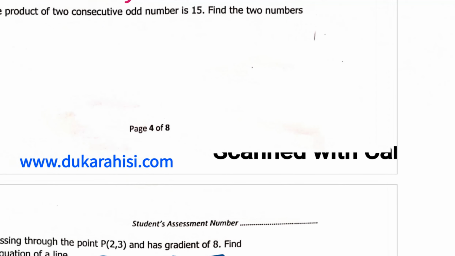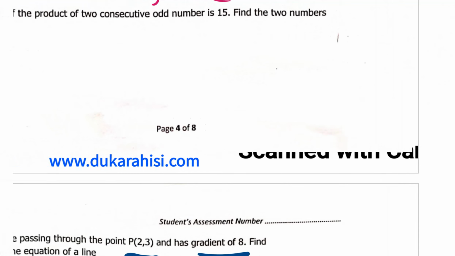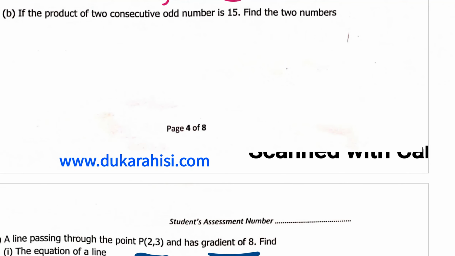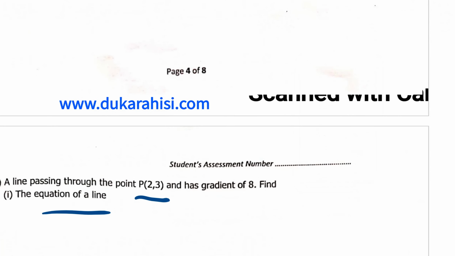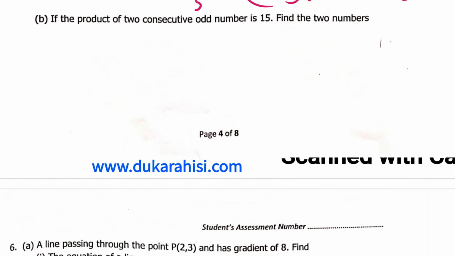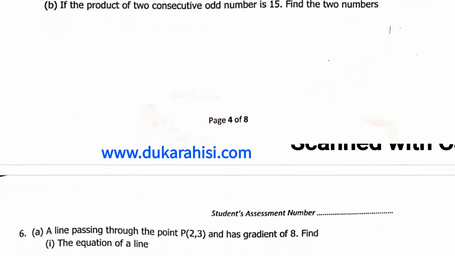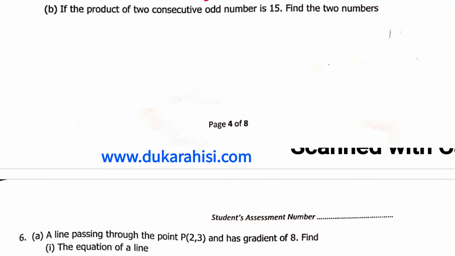Thank you. We continue with question number 5b. So question number 5b: if the product of two consecutive odd numbers is 15, find the two numbers. The product of two consecutive odd numbers.